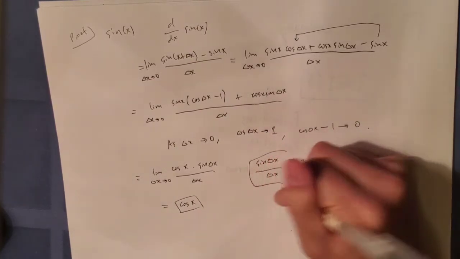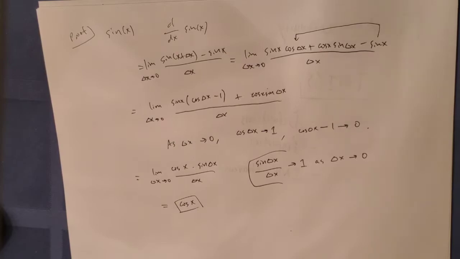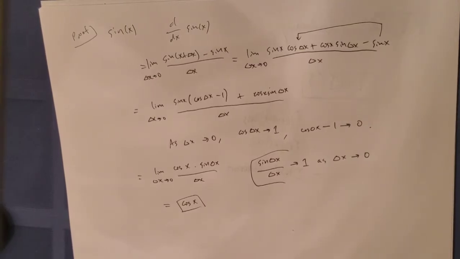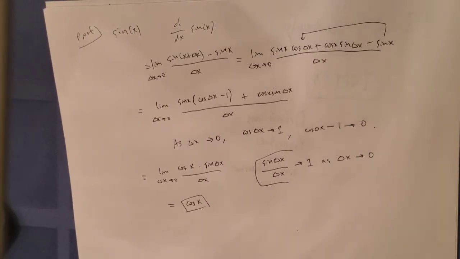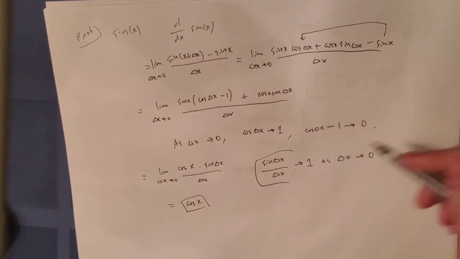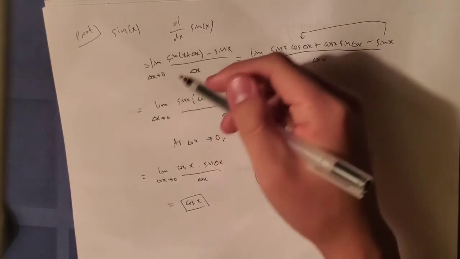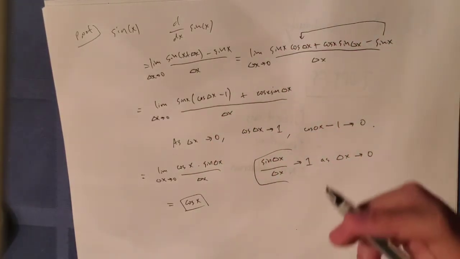This part may require more formal proofs, but if you learned pre-calculus, you will probably have heard that as delta x approaches very small numbers, sine of delta x equals delta x, so this fraction approaches 1. So we're left with the derivative of sine of x is cosine of x.